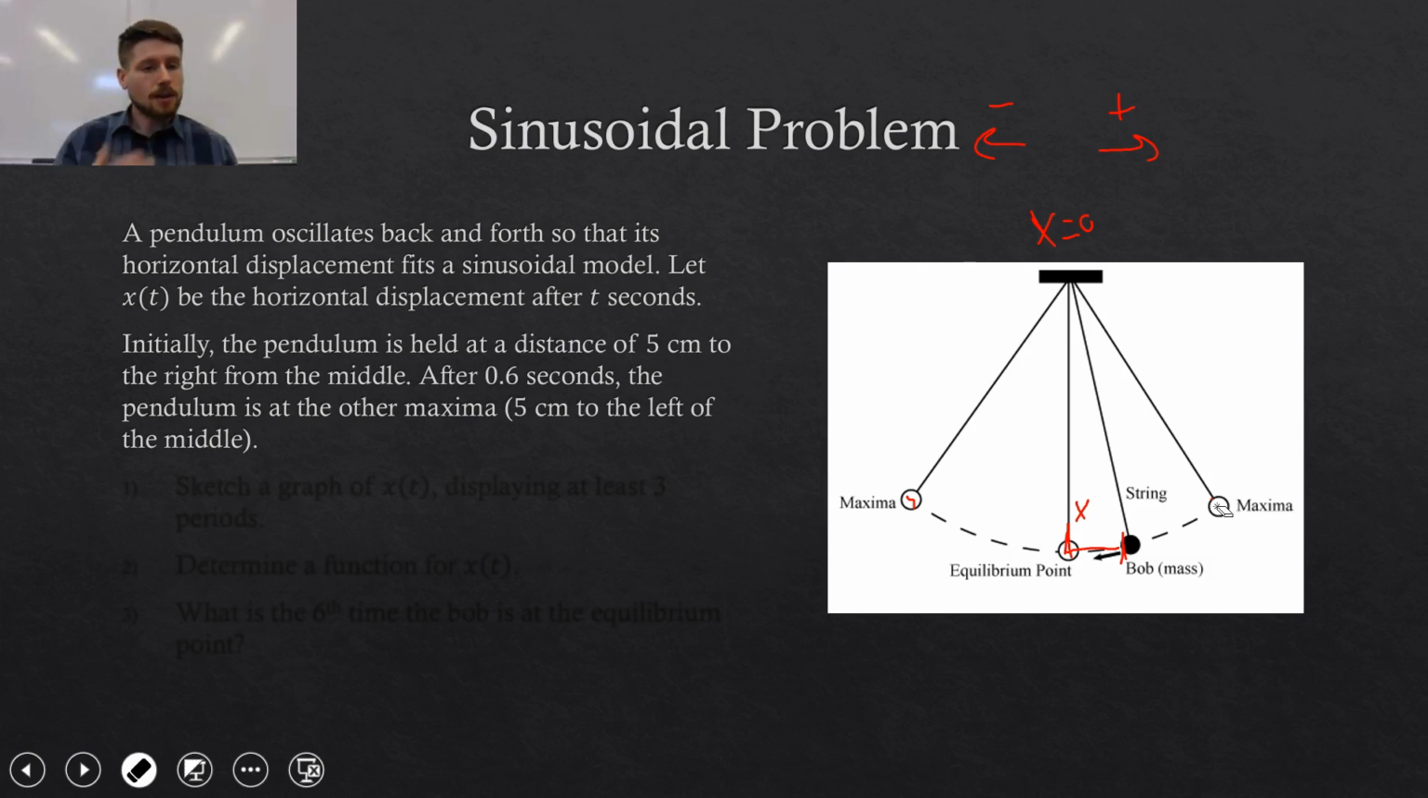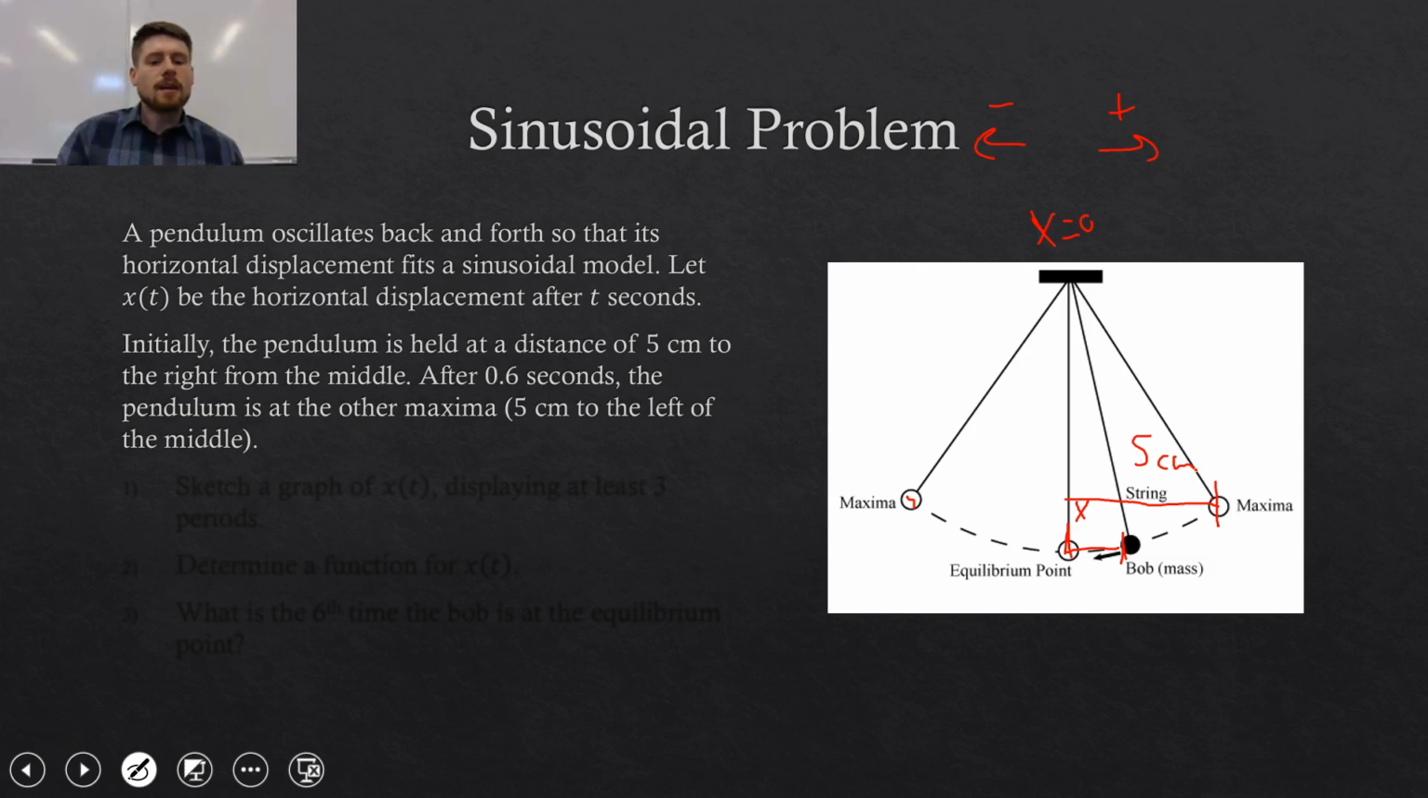Initially, the pendulum is held at a distance of 5 centimeters to the right from the middle. So we can already start diagramming out what's happening. Initially, we're 5 centimeters away, so this x distance from the equilibrium point is 5.